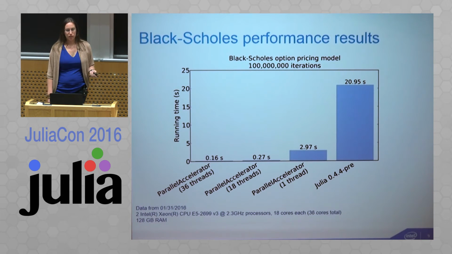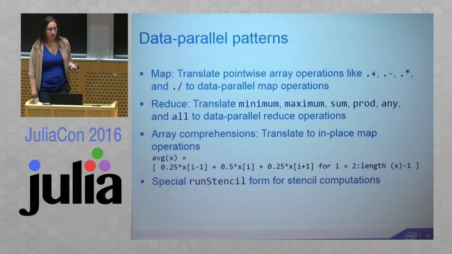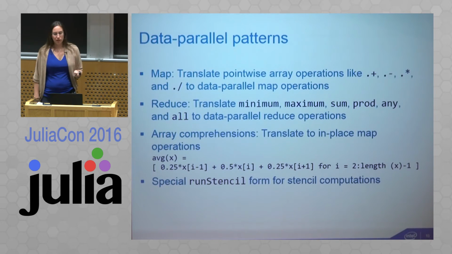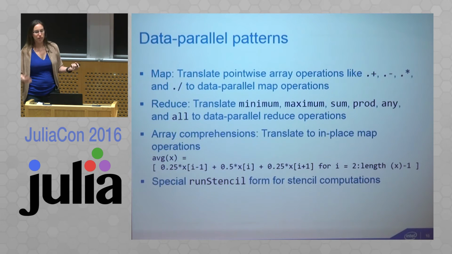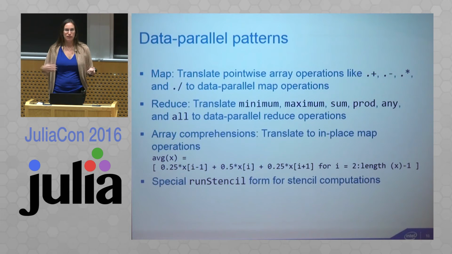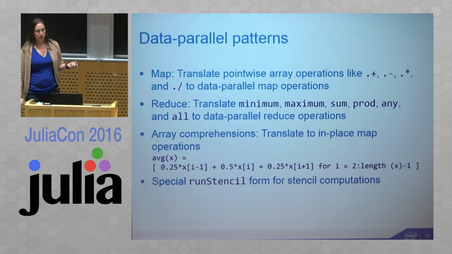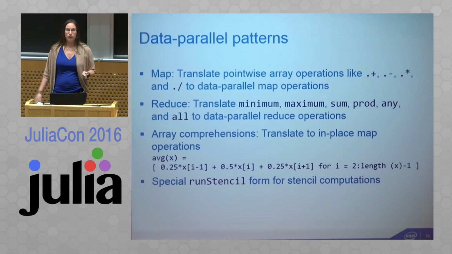So let's step back and look in general at the parallel patterns that we support. As I mentioned, ParallelAccelerator works by identifying these implicit data parallel patterns in source code and making that parallelism explicit. And these patterns include map, reduce, array comprehension, and stencil. So map first, as we saw in the Black-Scholes example, the addition, subtraction, multiplication, and division operations that we saw there are pointwise array operations that take input arrays as arguments and produce an output array. And ParallelAccelerator can translate those into data parallel map operations.